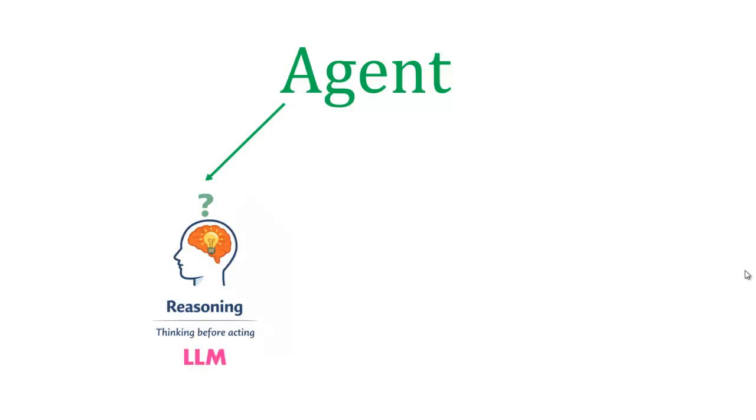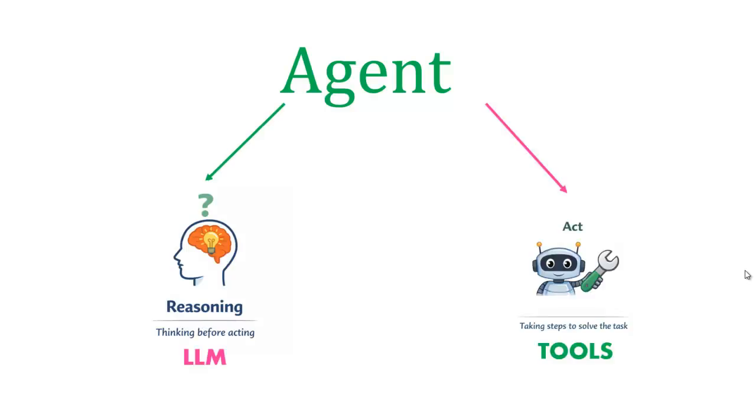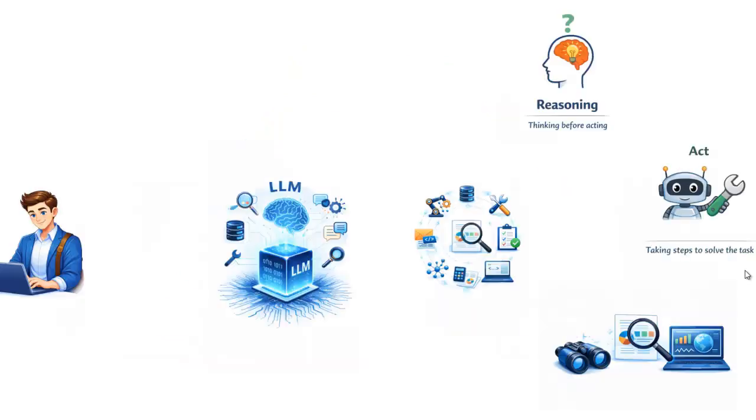At first, the term agent may sound complex, right? But in simple terms, it is just a system that can work on a task by itself. It does this by using the intelligence of an LLM and a set of tools that we provide. Tools can be anything that the agent uses to get extra help, like search engines, databases, APIs, or even simple Python functions.